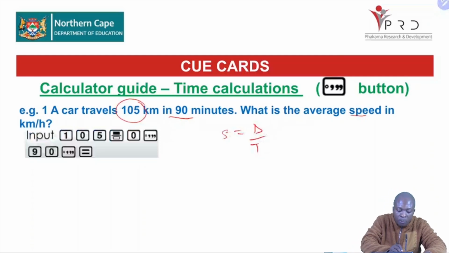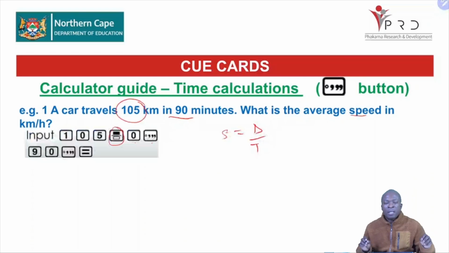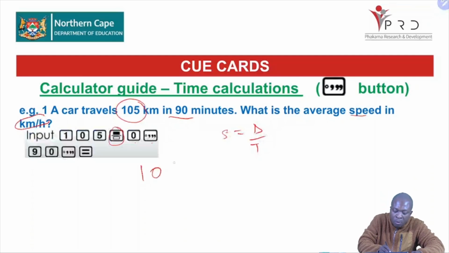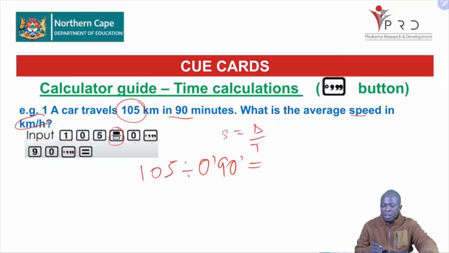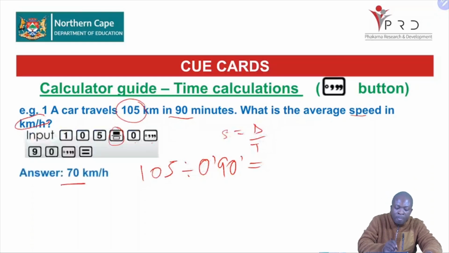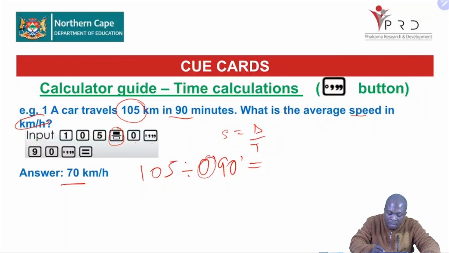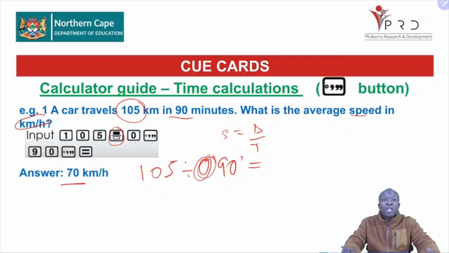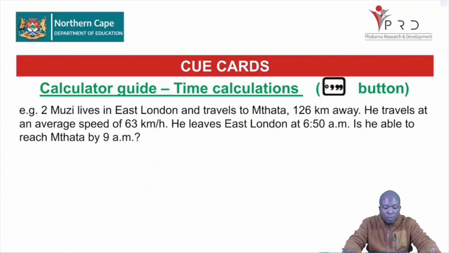I want you to input. You press 105. You press your divide button. You press 0 time button, 90 time button. The reason why we're pressing 0 is so that the calculator does not consider the 90 as 90 hours. Remember, your unit says kilometers per hour. So you will press 105, then you press divide by 0 time button, 90 time button before you press the equal sign, so that your answer will become 70. If you don't press the 0 first, then it's going to give you a very huge answer, which is not going to be correct.